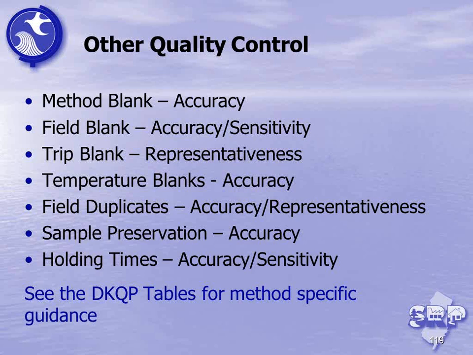Other quality control, there's that checkbox, other quality control, things like method blanks, which talk about the accuracy, field blanks, trip blanks, temperature blanks, field duplicates. All these other things are the other quality control that you should look at so you get an idea of the quality of your analyses.